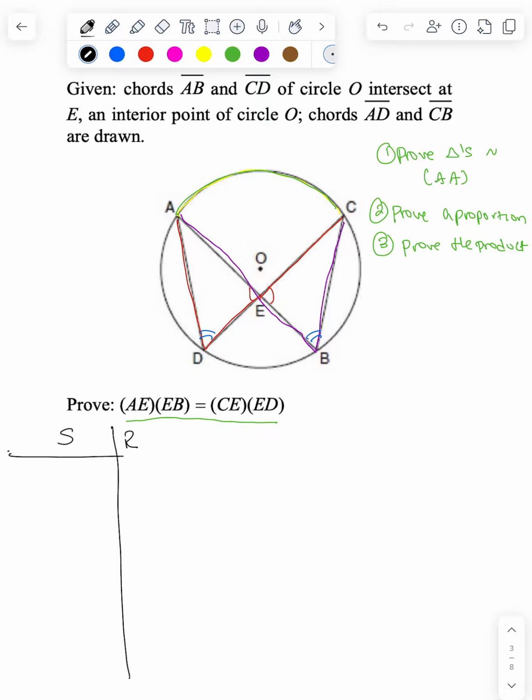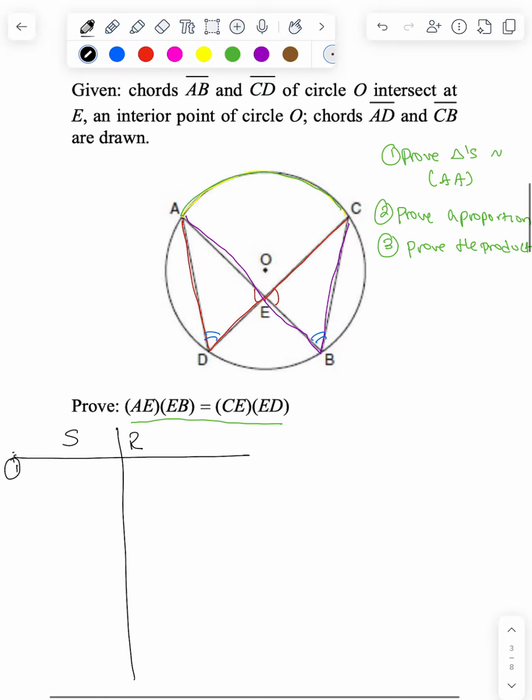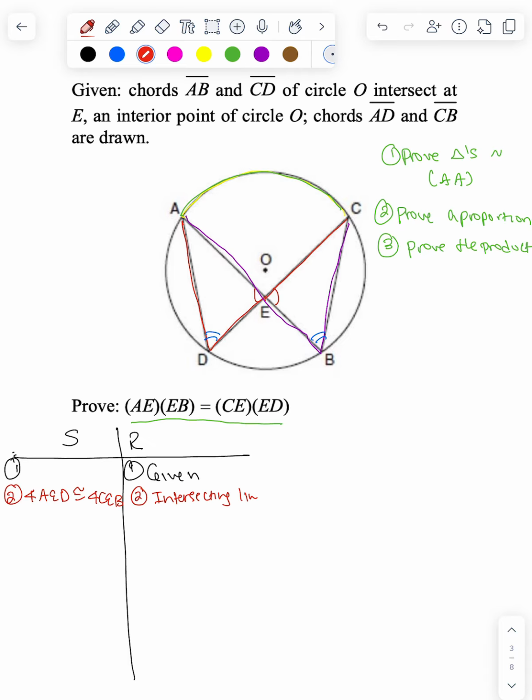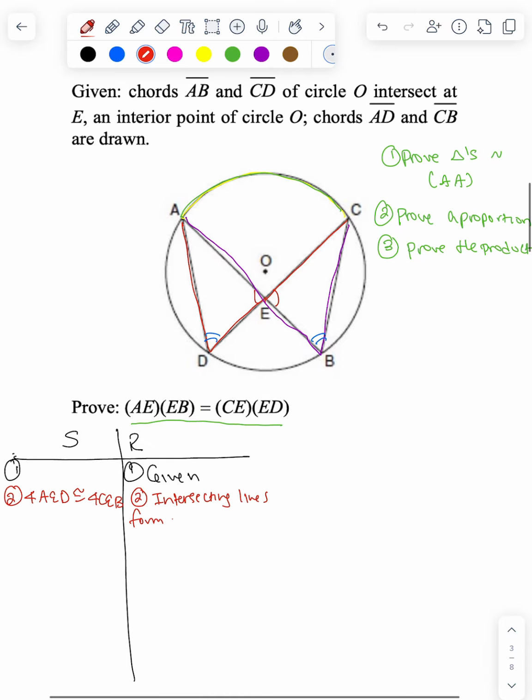Once again, I'm going to save some space and some time in this video, and I'm not going to write the givens. Now let's move on to our vertical angles. So angle AED, be careful to name them with 3-letter names. You can't call them angle E, is congruent to angle CEB. And that's because intersecting lines form congruent vertical angles.